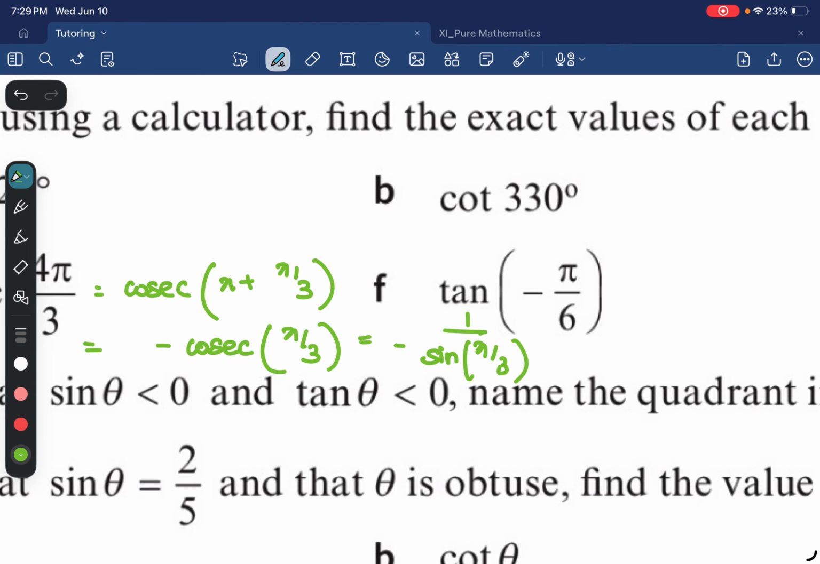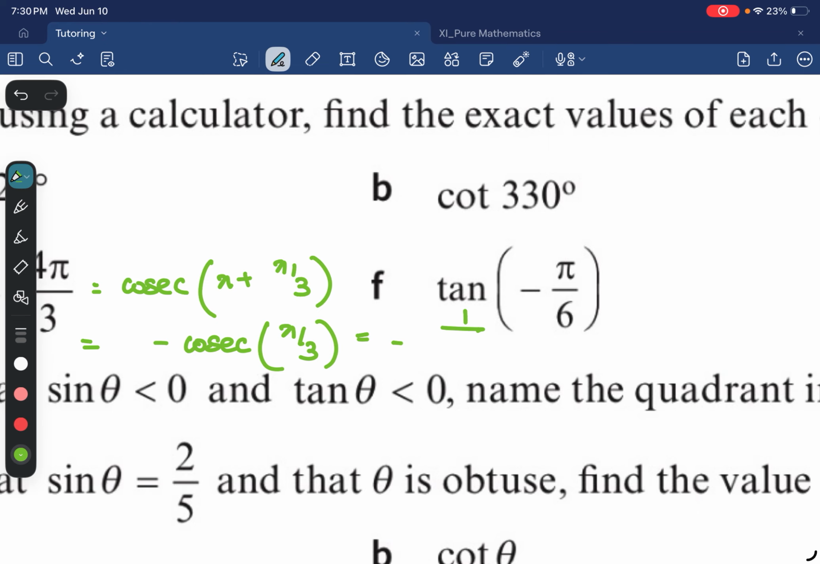And what is sine pi over 3? Sine 60 degrees, or pi over 3, is equal to root 3 by 2. So you have 1 over root 3 over 2. And if you simplify, you are going to get negative 2 over root 3. And you have to rationalize this answer. So your final solution is going to be negative 2 root 3 by 3, or negative 2 by root 3. The textbook did not rationalize it, but this is your solution. All right, negative 2 over root 3.